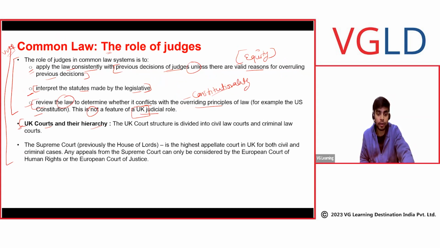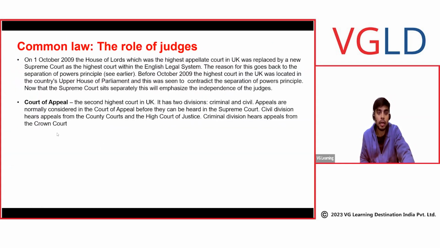Supreme Court, High Court. The House of Lords is the highest appellate tribunal. Any appeals from the court can only be considered in the European Union. Okay, got it. And then the House of Lords, which was the highest court, the appellate tribunal.